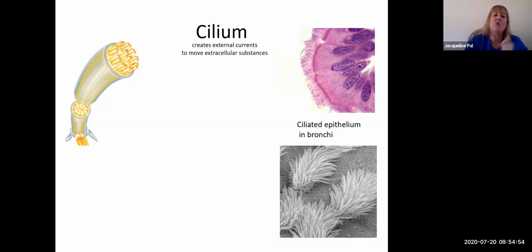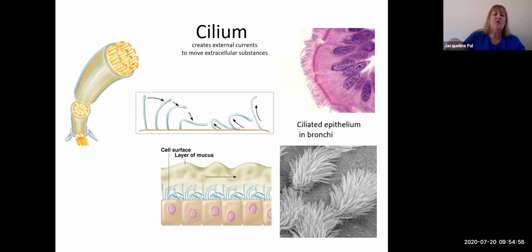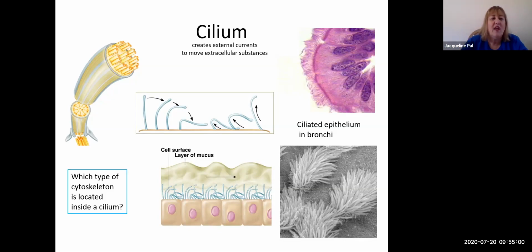But yeah, so what do cilia do? They have this back and forth movement where they create currents. They're creating currents outside the cells to move stuff along. Okay, is it moving the cell? Did I get out of this chair and move? No. The cilia are moving stuff along the outside of the cell.